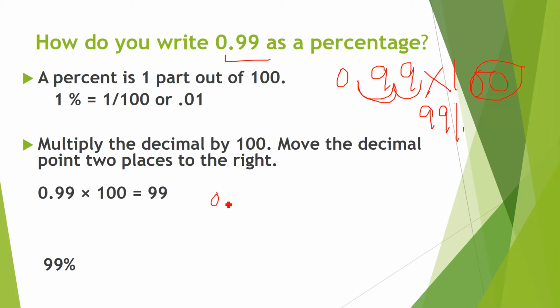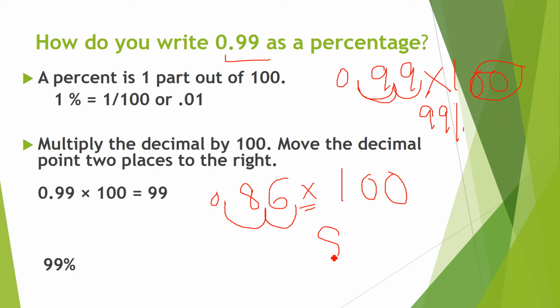Similarly, if I say suppose 0.86, how can you convert 0.86 into a percentage? Very easy. You have to multiply by 100, and in 100 there are two zeros, and we are doing multiplication. Keep in mind, in multiplication you have to move the decimal two places to the right, 1, 2, so it is 86%.